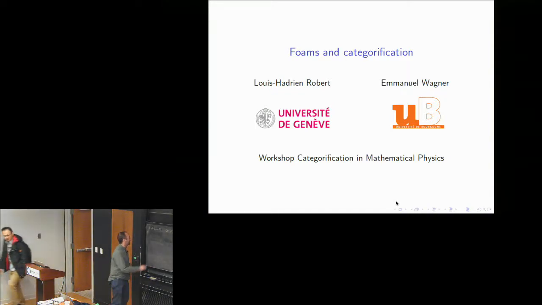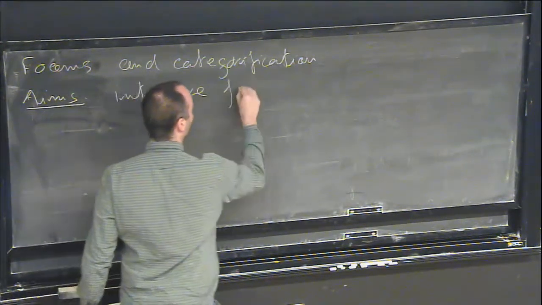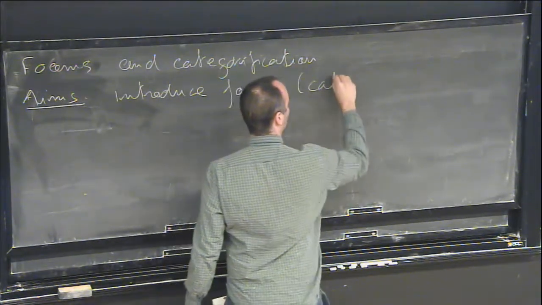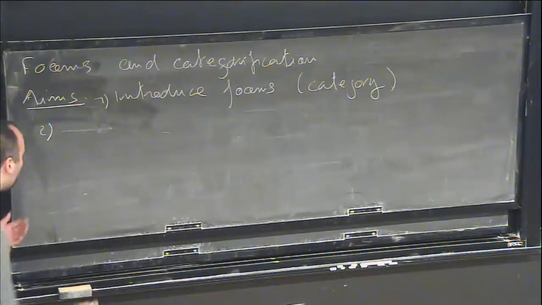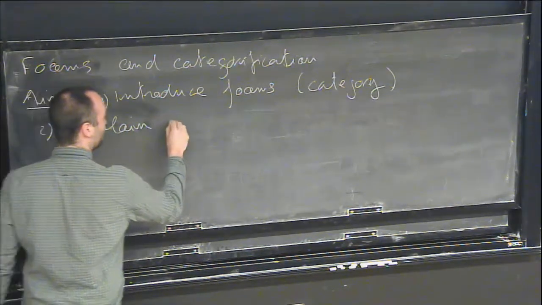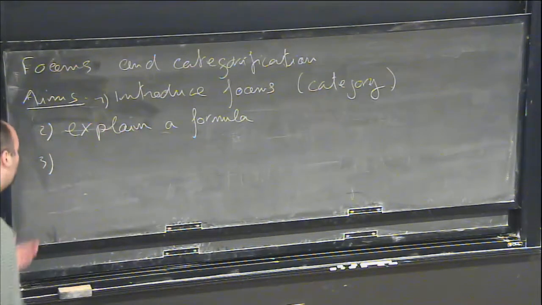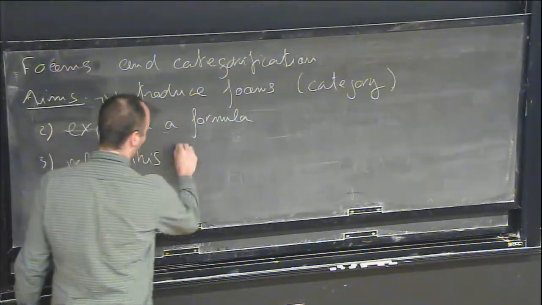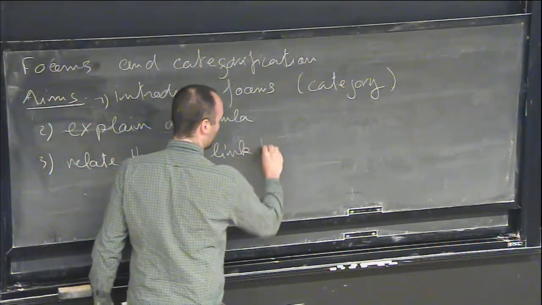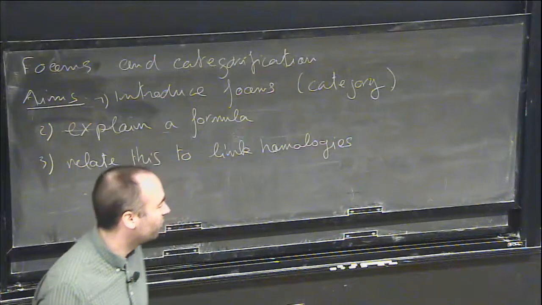And I have the aim of these talks, and they have several aims, are first to introduce forms in a categorical setting. So the category of forms. So then to explain a formula. And then to relate this to link homology. And our link homologies, so there will be several kinds of homologies we'll be looking at.